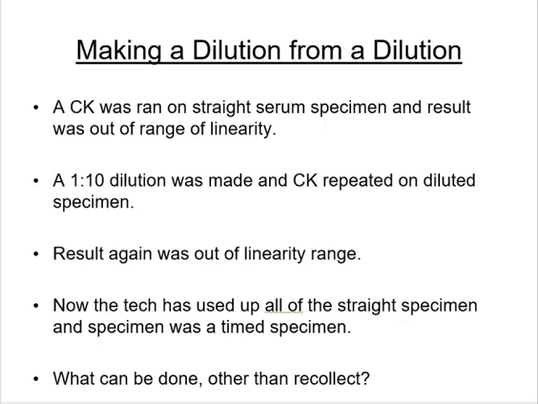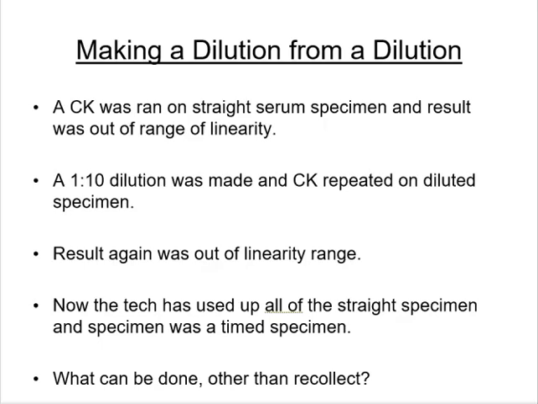Sometimes in lab it's necessary to make a dilution of a sample that's already been diluted down. So this is a dilution from a dilution. So let's look at an example of this. A CK test was ran on a straight serum specimen and the results were out of range of linearity. A 1 to 10 dilution was made and the CK was repeated on the diluted specimen. The result was ran again and was still out of linearity range.